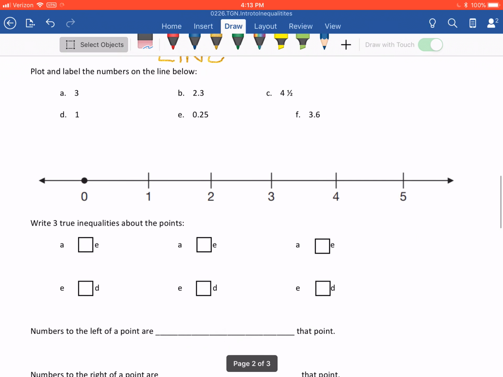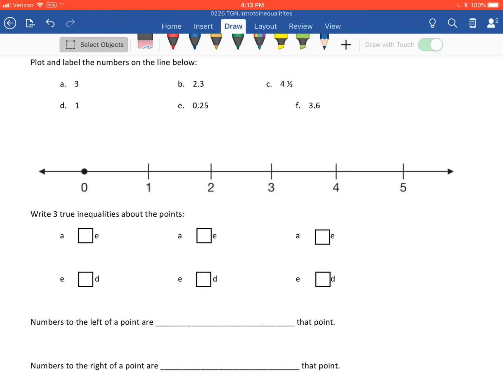We're going to go ahead and plot and label the numbers on the line below. I'm going to do A for you, and then you're going to pause this video and do the rest of them. So let's take a look at the letter A. Point A is 3, so I'm going to make a little dot right at 3, and I'm going to label that point A. I did that one for you. I want you to pause the video, do B, C, D, E, and F, and unpause when you're ready to check your answers.